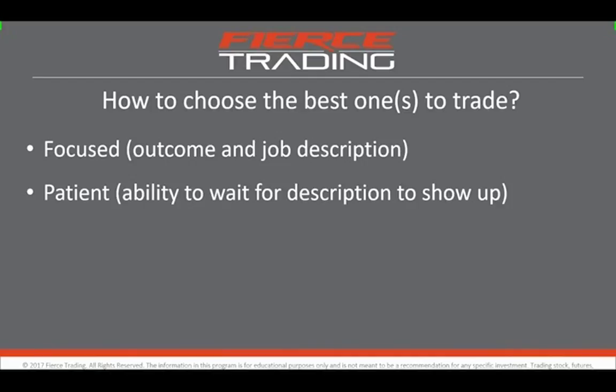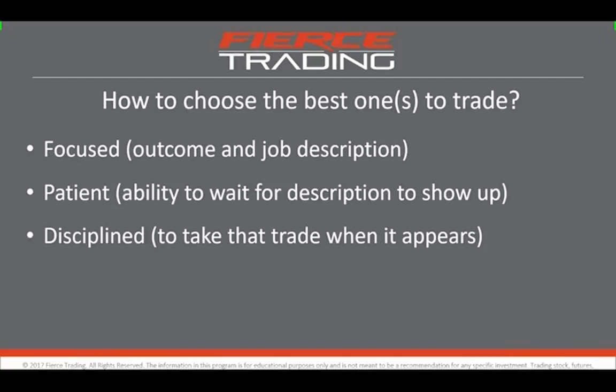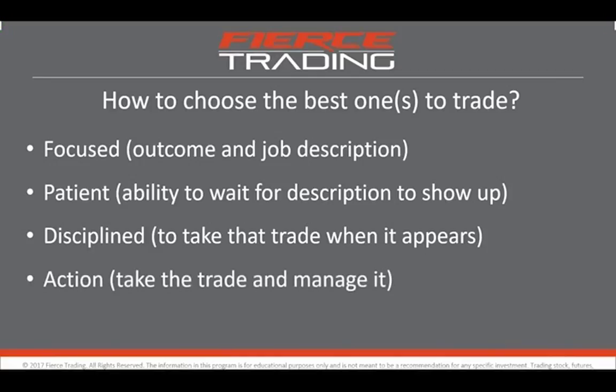Then you've got to be patient. You have to wait for the description to show up. You can't wish it differently. Just trade what is in front of you. And then you need to be disciplined. And this also kind of steps into that part of probability, where when that trade setup that matches your tight and easy job description appears, then you just take it. I mean, what else would you do? There's no point in thinking about it at that point. You know exactly the trade setup that you're looking for presented itself, you take the trade. And then you manage it. At that point, you become a risk manager, okay?